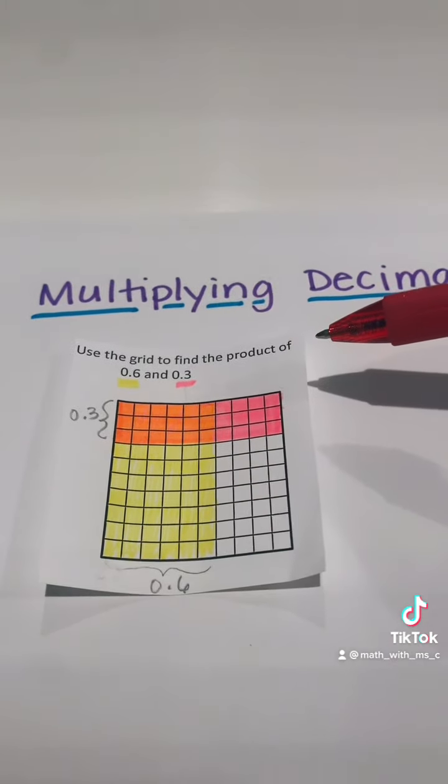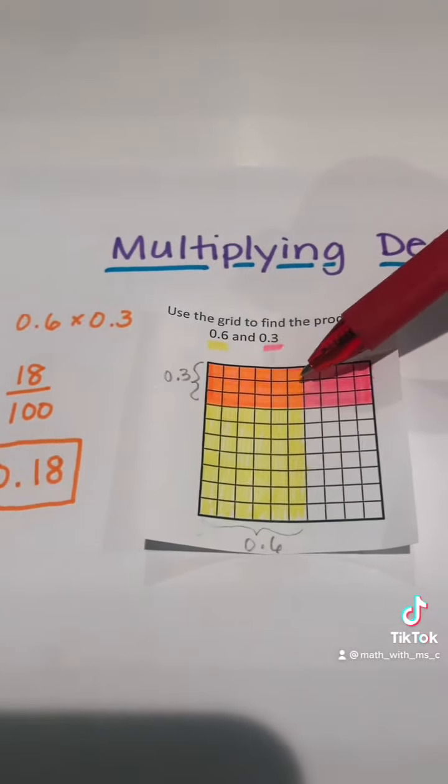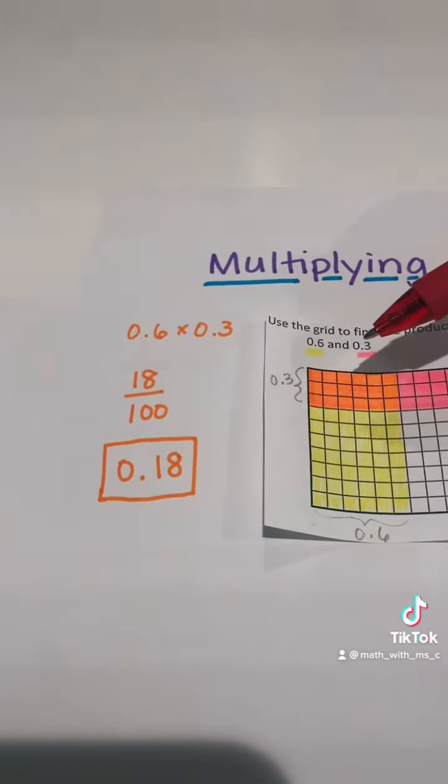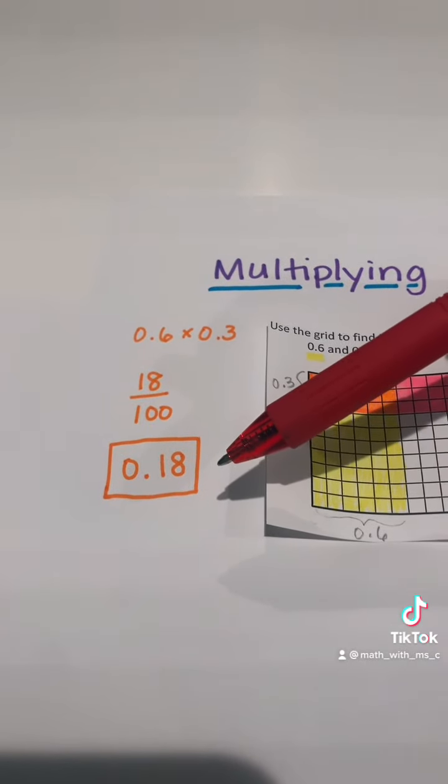So let's count how many there are. If I counted the little squares, I would realize 6 times 3 is 18. And that's 18 out of 100, so I'd write it as 18/100ths.